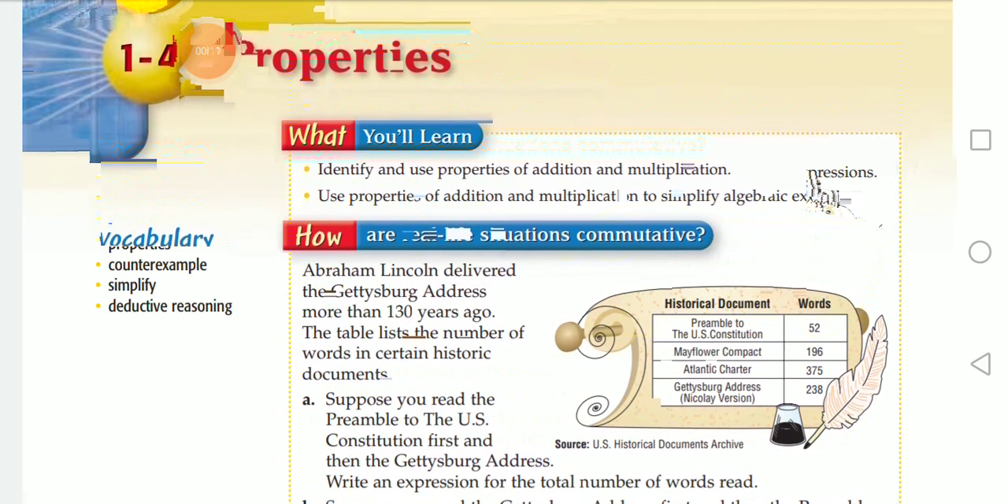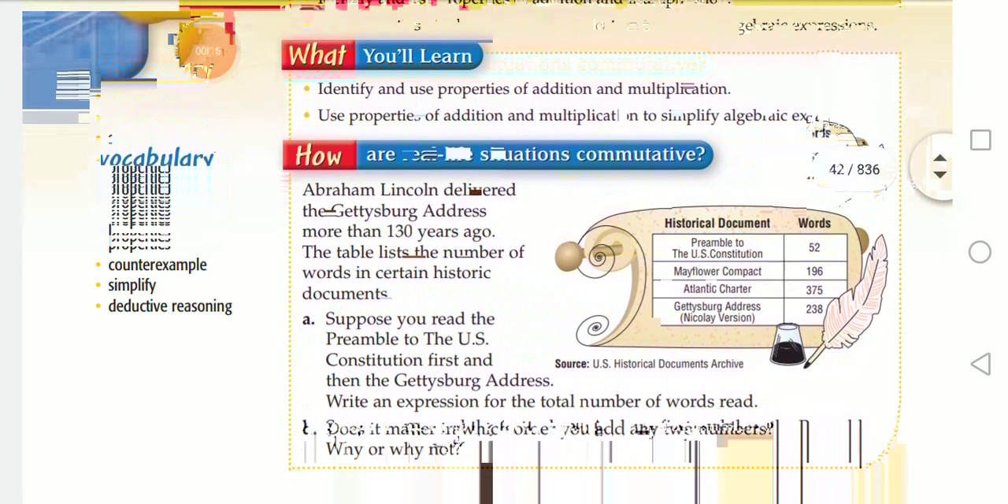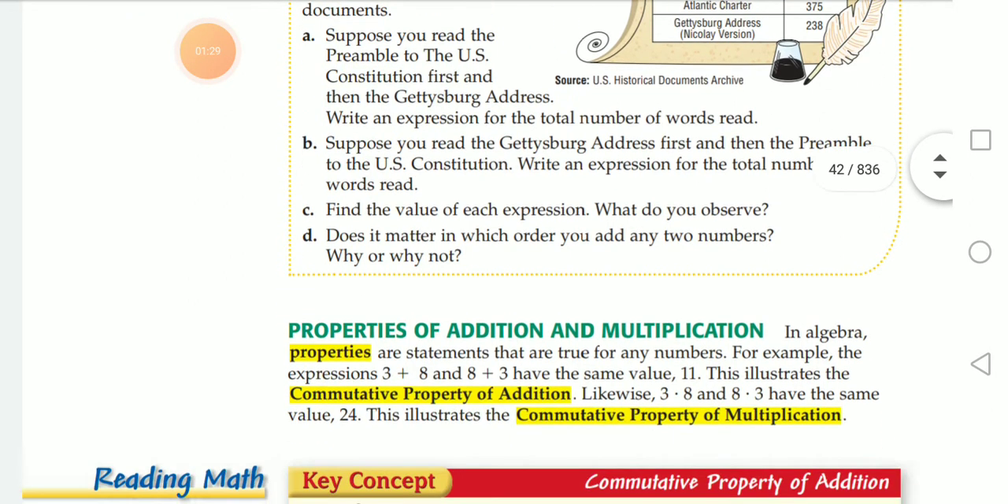I have a historical document and words. Suppose you read the Gettysburg Address first, and then the preamble to the U.S. Constitution. Write an expression for the total number of words read. Find the value of each expression. What do you observe? We will know all of that now. Does it matter in which order you add any two numbers? Why not? Let's see.